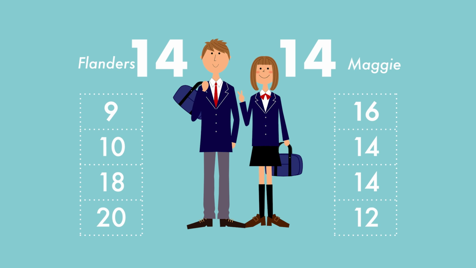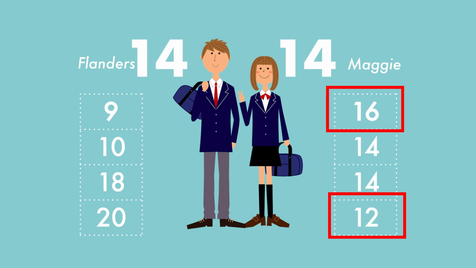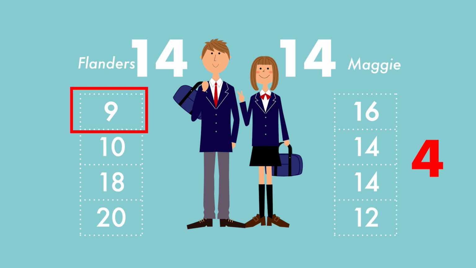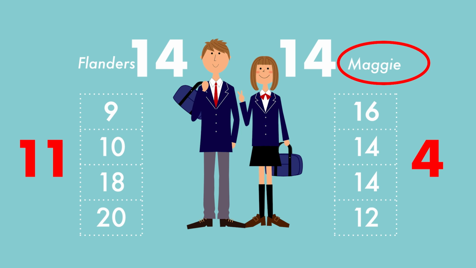In the example, there are two ranges to be evaluated: that of the first student and that of the second student. Maggie has 16 as the best grade and 12 as the worst. Her range of grades was 16 minus 12 equals 4. Flanders had 20 as the best grade and 9 as the lowest. The range of his grades was 20 minus 9 equals 11. These results already say that the variation in Maggie's grades was much smaller than Flanders', and that Maggie is a more regular student.